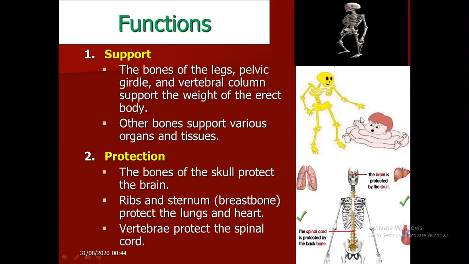Protection. It also helps in the protection of our different soft organs. The bones of the skull protect the brain. Ribs and sternum protect the lungs and heart. So lungs and heart are also protected by the bones of the thoracic cage. Vertebrae protect the spinal cord. So our spinal cord is also protected by the vertebrae or vertebral column.